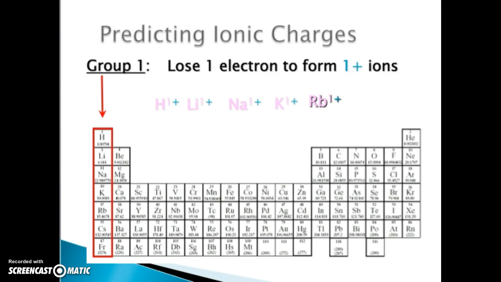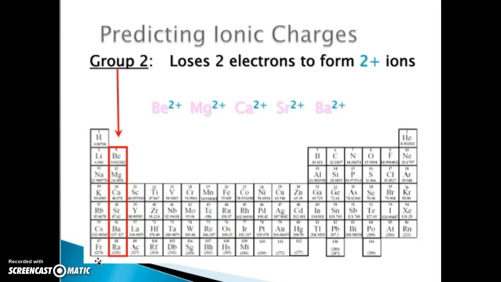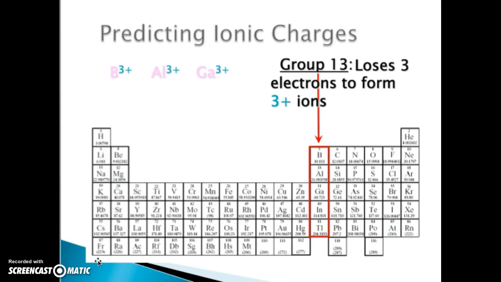Recall we just finished up our periodic table chapter. So in this unit, we talked about how all the metals in group 1, or the alkali metals, have 1 valence electron. They tend to lose that 1 valence electron, so they're going to form +1 ions. The alkaline earth metals have a +2 in the top right-hand corner, so they're going to form +2 ions.